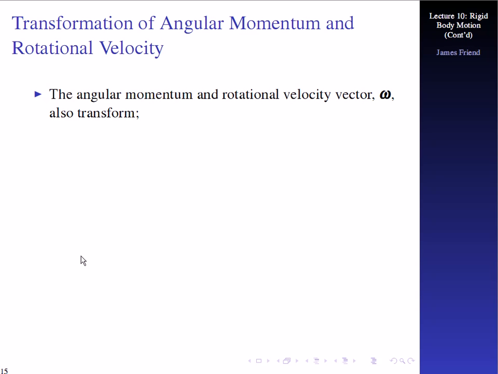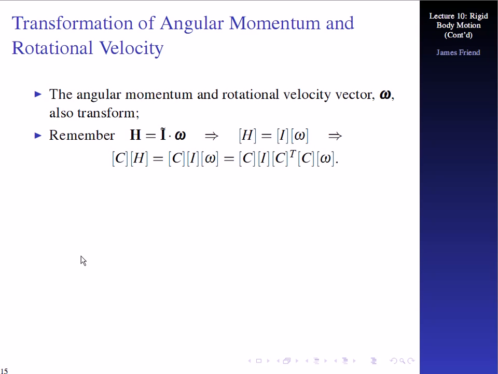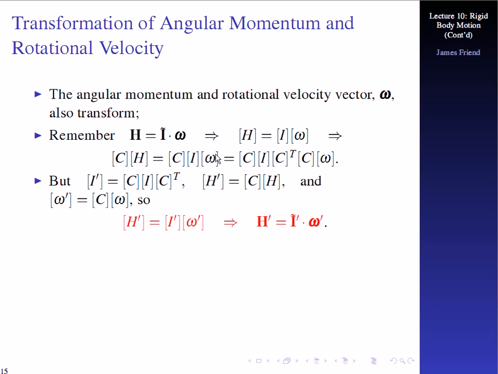Now we can transform as well the angular momentum and rotational velocity vector omega. If we have our angular momentum H equal to I omega, as we've written here in matrix format, then we can transform it. What we'd say is CH is equal to CI omega. Well, this I we can also transform. That's actually C I C transpose C omega. And C transpose C, that's actually unit value, isn't it? Then I prime is equal to C I C transpose, where I prime is using our rotated coordinate system, and H prime is CH, and omega prime is C omega.